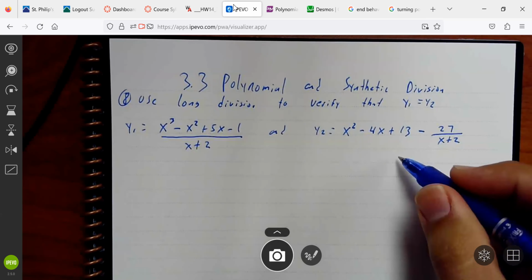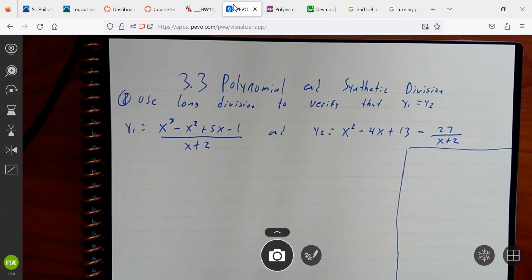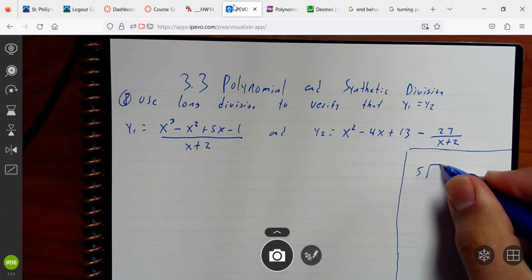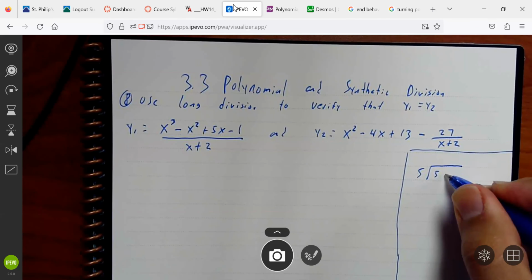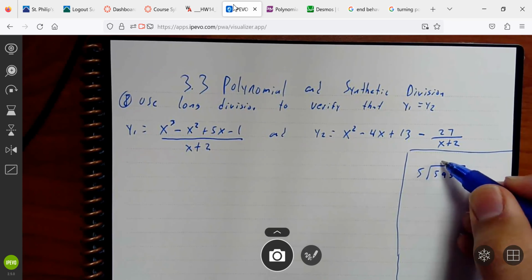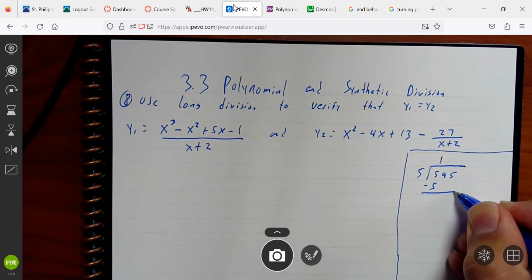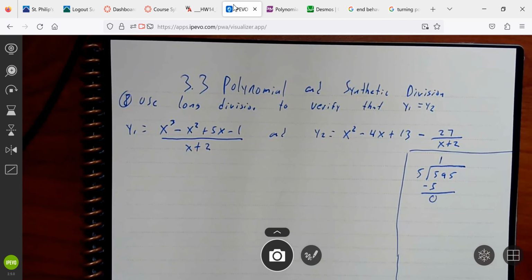Okay. I'm going to do a little side example over here. Let's do 5 divided into 595, just making it up. All right, the algorithm, right? The pattern is you first see if you can divide the first digit. If you can, we'll do it. It goes in one time. 1 times 5 is 5. Then you subtract it, and you get a 0. Then you bring down the 9.